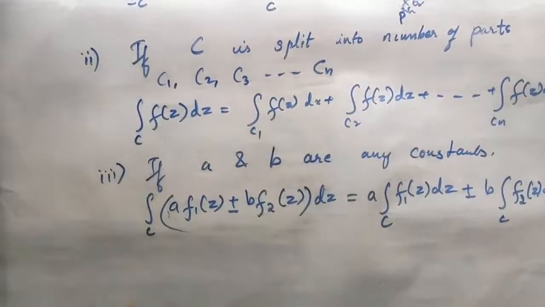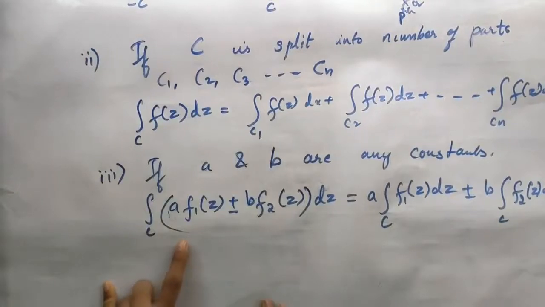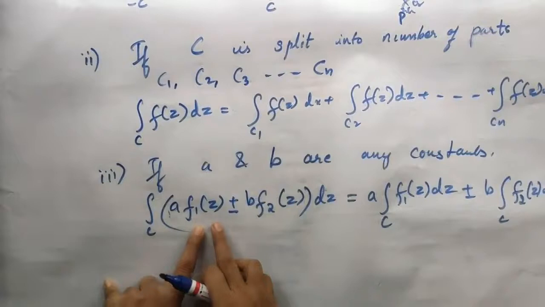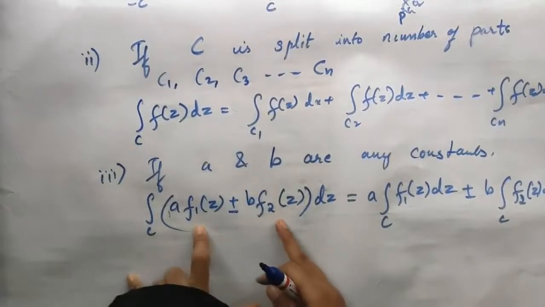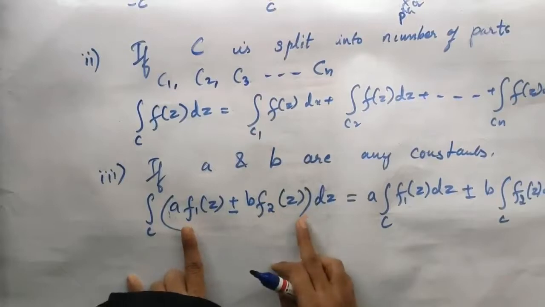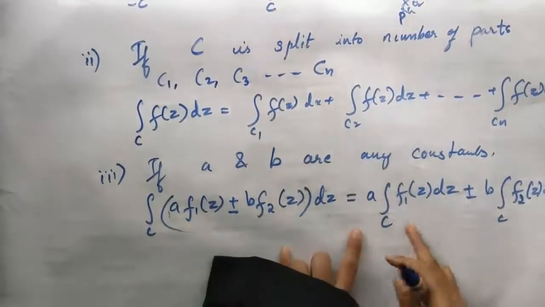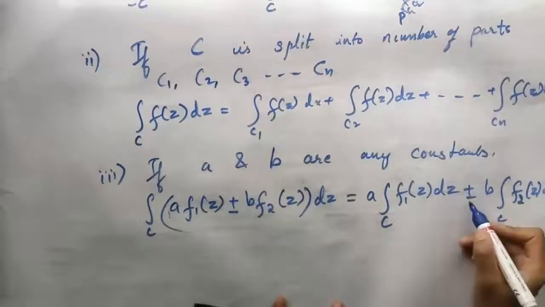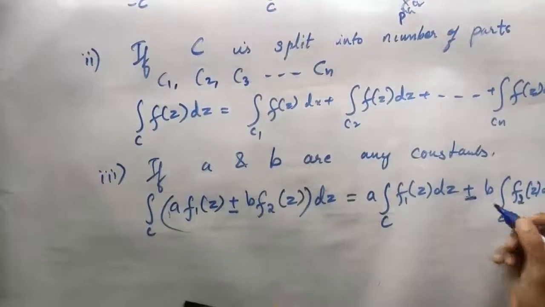And if A and B are any two constants, and f1 of z and f2 of z are any two continuous functions of the complex variable z, then this linear combination of f1 and f2 can also be written like this, plus or minus this. I hope this point is clear to all of you.